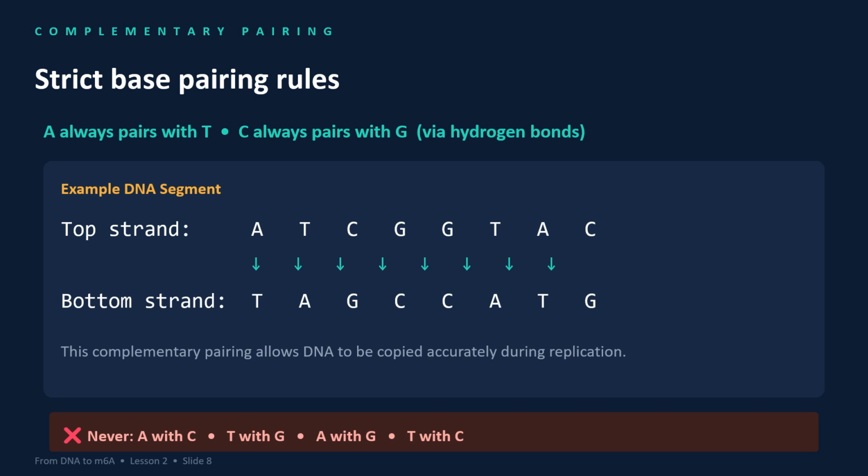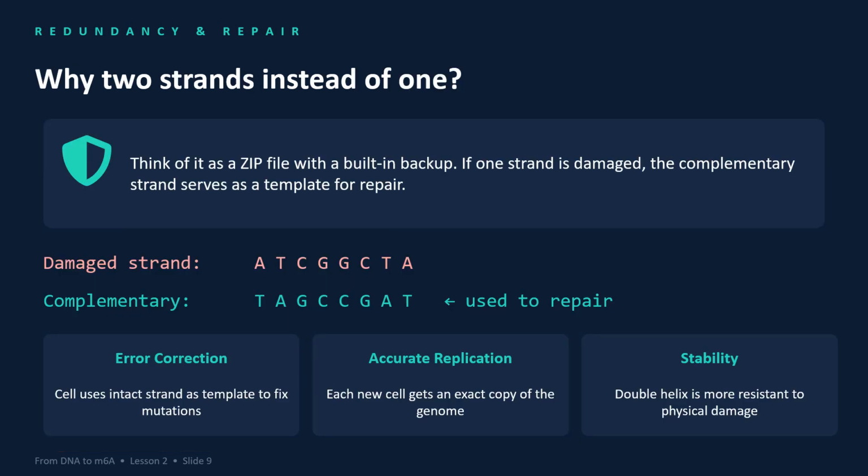Now you might wonder, why does DNA need 2 strands? Wouldn't one be enough? Here's the clever part. Having 2 strands means one acts as a backup. If one strand becomes damaged, and this happens all the time because of sunlight, chemicals, or normal wear and tear, the cell simply looks at the other strand to figure out what the correct sequence should be. It's like having built-in error correction. Nature solved data integrity problems billions of years before computers existed.